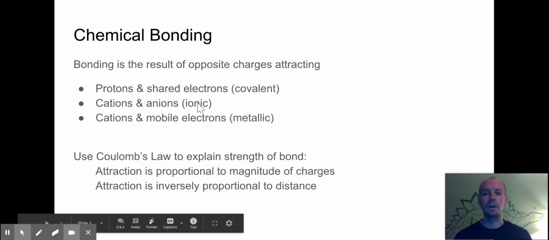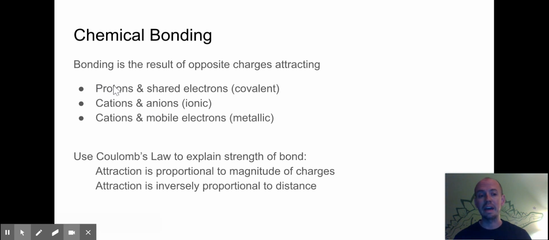But the magnitude of the charges here means how many protons, or what is your Zeff, what is that positive charge of your nucleus, and then the negative charge comes from the electrons. A single bond has 2 shared. A double bond has 4. That's 4 things attracting the positives. So that is more negative charge attracted to the positive charge. It makes it stronger and does pull it closer together.